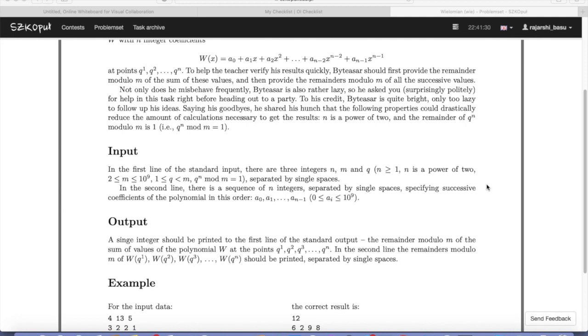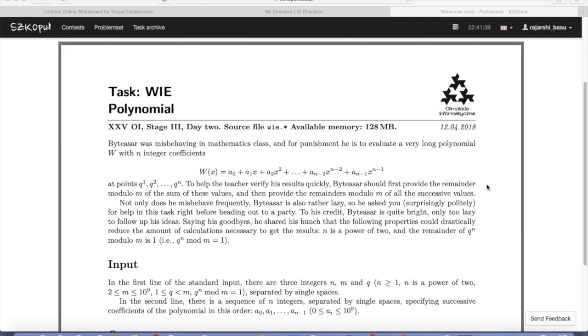Today we will be solving the problem Polynomials. This is from IOI 2018 round 3 day 2. Here you are given a polynomial of the form a0 + a1x + a2x^2 + ... + a(n-1)x^(n-1).